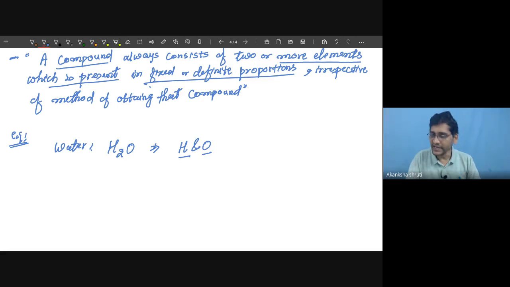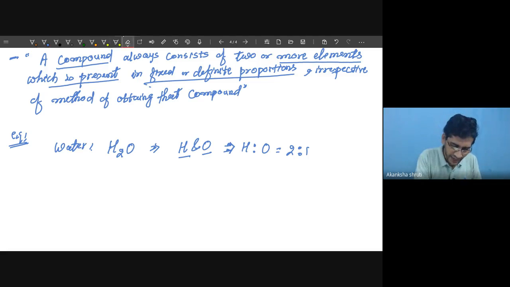But the presence of oxygen and hydrogen will not always form water. These two have to be present in a fixed ratio. It means the number of hydrogen atoms and oxygen atoms, if you are counting, must be present in the ratio of 2:1, meaning 2 hydrogen and 1 oxygen. This ratio has to be maintained. If it is changed, then it will not be water.